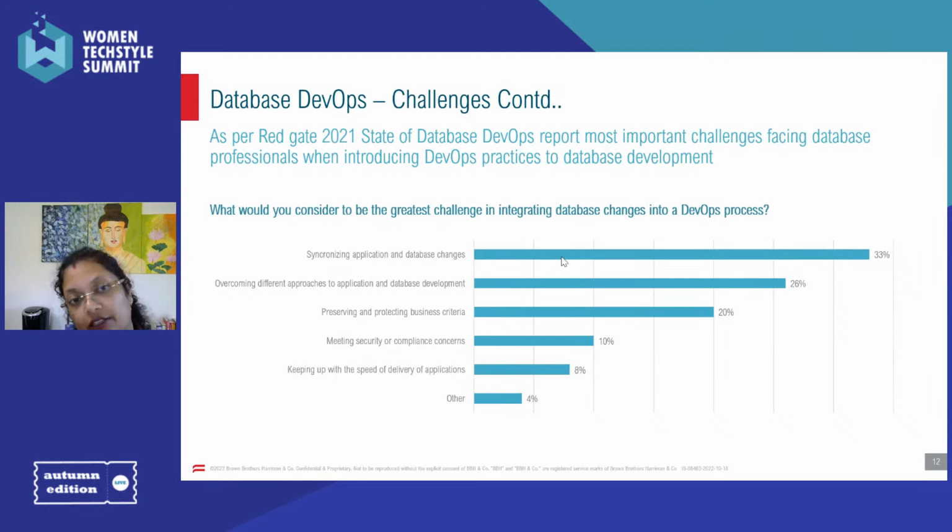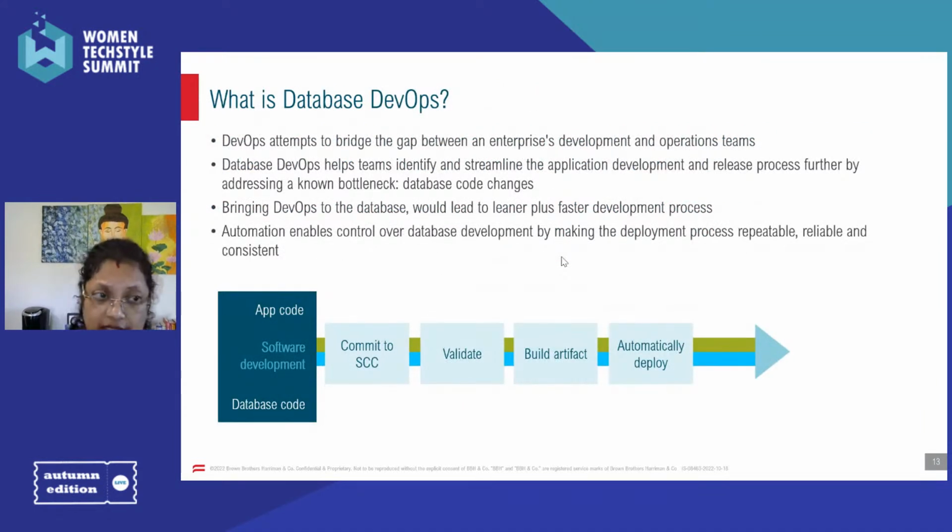We understood the challenges within database DevOps. Now let's look, if at all, with all these criteria we are proceeding, then how do we define database DevOps? So, what is database DevOps? Similar to how DevOps attempts to bridge the gap between the enterprise development and operation teams, database DevOps will try to identify and streamline the application development and release processes with the database changes.